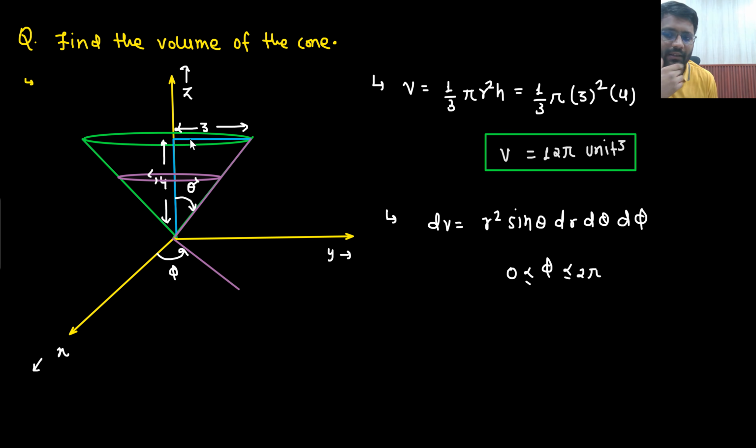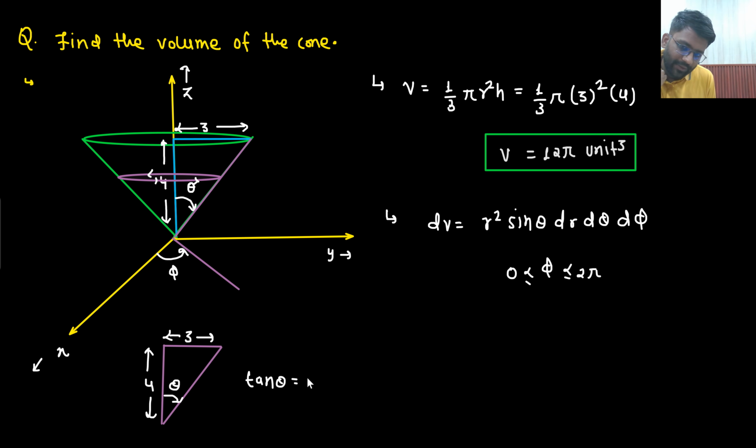What is the value of theta? Can you find out this angle? If you just take out the right angle triangle, can you find out what will be this angle? Sir, this length is 4, this length is 3. I need to find out the angle made with the z axis, this theta. So what will be tan theta? Tan theta will be 3 by 4. So theta will be tan inverse 3 by 4. Theta will come out to be 37 degree. So theta is going from 0 degree to 37 degree.